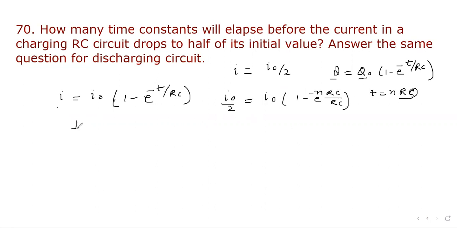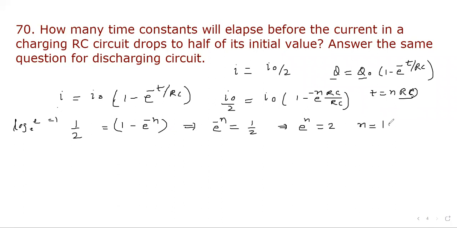So this will become 1 upon 2 equal to 1 minus e to the power minus n, or e to the power minus n equal to 1 by 2 after subtracting. It will be 1 by 2, which gives e to the power n equal to 2. We take log of both sides, and we know that log e base e is 1. So it will become n equal to log 2 base e. And log 2 base e is 0.69.